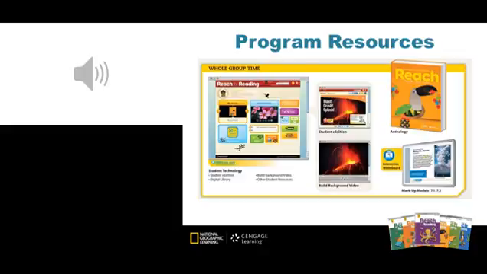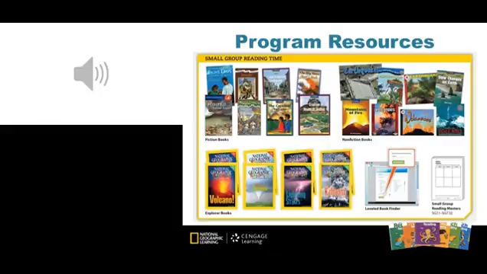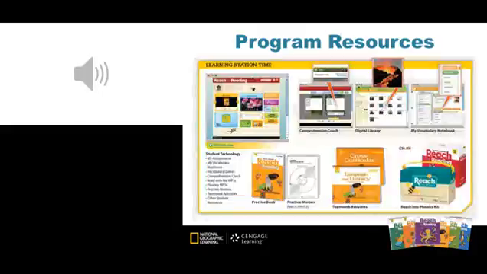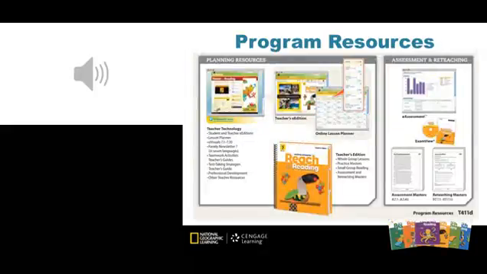Turning to the next page, you'll find the program resources for the unit. These are specific resources for this particular unit, and again, they are broken down into whole group, small group reading, which includes a balance of informational text and authentic literature, and over 100 leveled books per grade level. Your learning station options, and your planning, assessment, and reteaching tools.